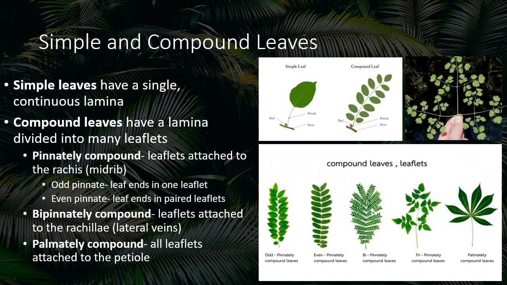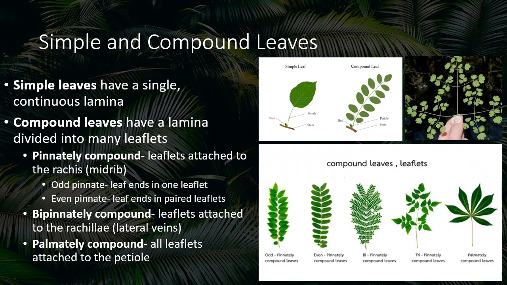We can have leaves which are tripinnately compound, or three times divided. My favorite example of a tripinnately compound leaf is thalictrum, which is called meadow rue. We can see an image of a thalictrum leaf in the top right corner. There's a midrib called the rachis, and then we have the rachilla, which are the lateral veins which branch off of the midrib.